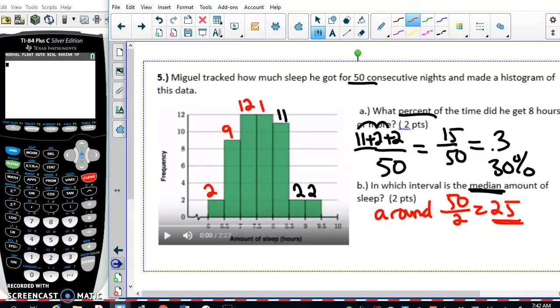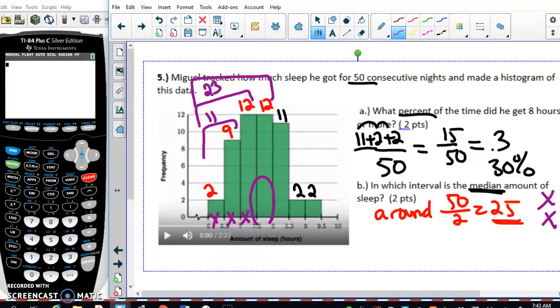So I'm just kind of marking off what each one is. If I go through, I look at my first two stacks, I have 11. That is not a 25, right? Not a 25 yet. Okay, then our next stack, we have 11 and 12. So 11 plus 12 is 23. That is not at 25, so it's not here, not here, not here. But if we add on this very last stack, somewhere in here, we're gonna have our median. So the median is between 7.5 and 8 hours of sleep.